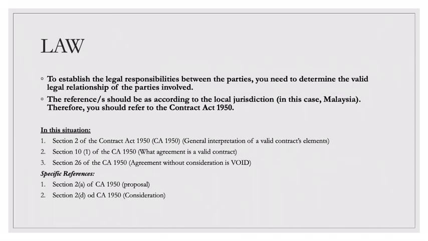And then the specific references of the Contract Act that I dug out will be section 2 subsection A of the Contract Act 1950, which is the proposal. What is the definition of the proposal and the definition of the offer? Number 2 will be section 2 subsection D of the Contract Act 1950, that comprises the element of consideration, a valid consideration.